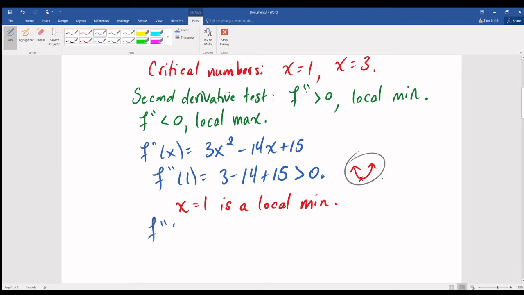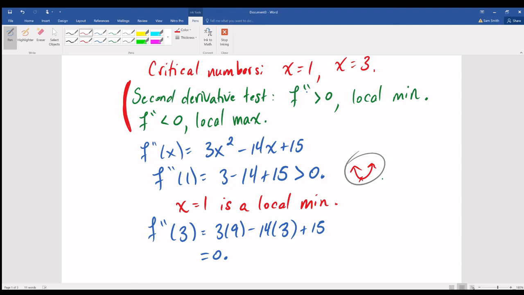If I try the same thing on x equals 3, though, 3 times 9 minus 14 times 3 plus 15, this quantity works out to be exactly 0. And that's a bit of a problem, because the second derivative test doesn't tell me anything about what's going on at f double prime equals 0.